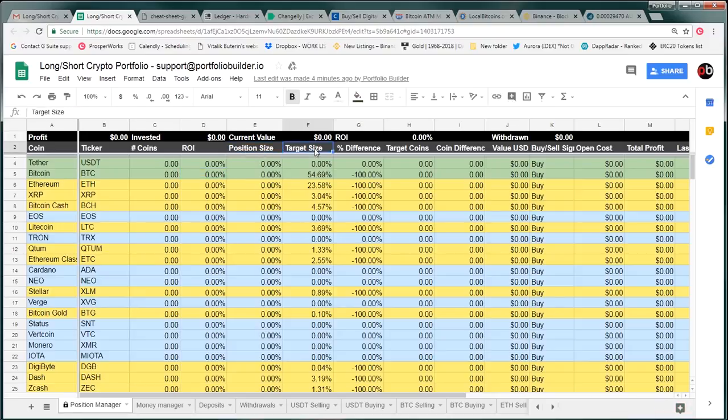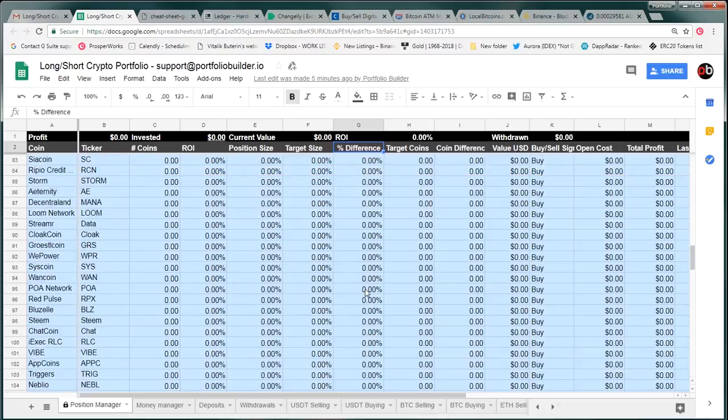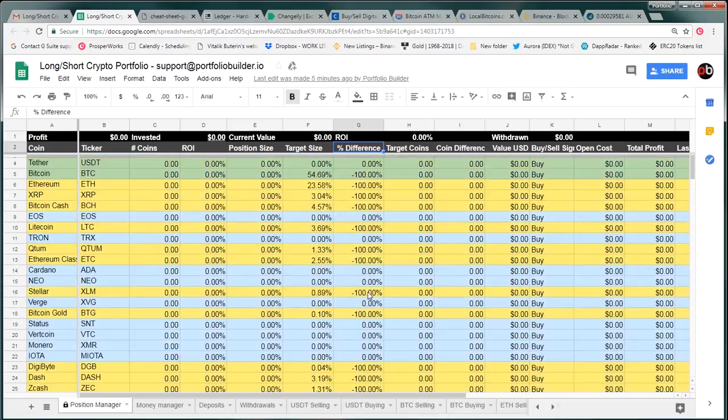We have your target size. This is what percentage of your portfolio should own that coin compared to what is the reality. The percent difference. Now we're not doing the sum difference, which would just be subtracting target size against position size. Instead, we're telling you what percentage you're off. Because as we go into some of these smaller and smaller positions as we go down the list, it can become a little more misleading. So the percent difference is a lot better indicator.